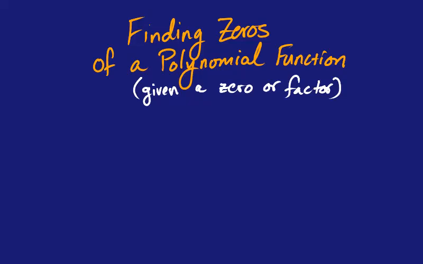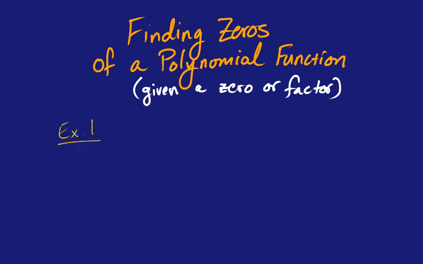Alright, so this video is going to be about finding zeros of a polynomial function, but you're going to be given a zero or a factor. So this would be a problem where you wouldn't have a calculator. The teacher, whoever's your teacher, would give you a polynomial function, say, for our first example here, example 1.